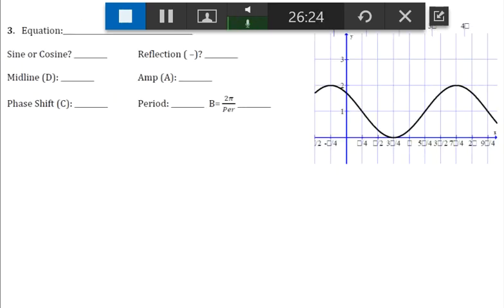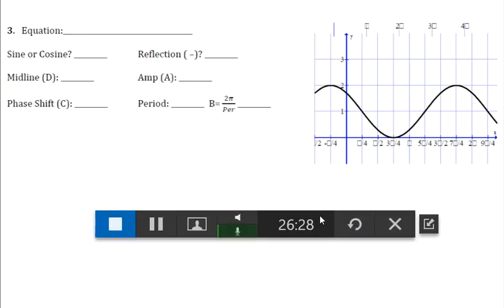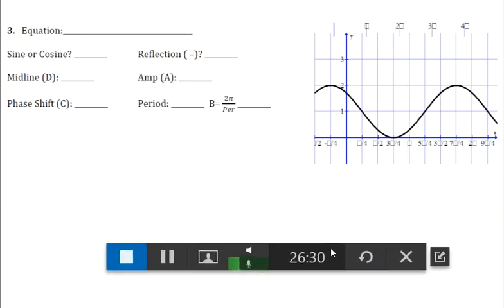Here we go, number 3. Did you guys find the right problem? We're all looking at problem number 3? All right. Number 3. The equation is the last thing you're going to write, so don't do that first. Sine or cosine?